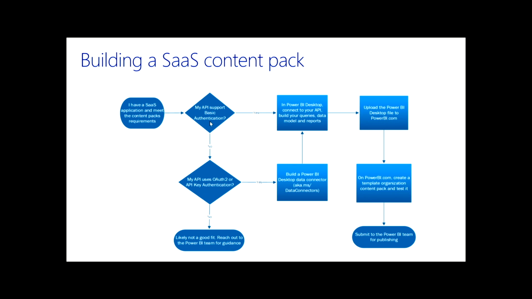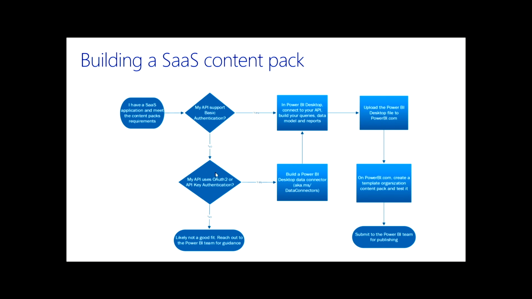But if the answer is no, and your API, like most APIs, does not support basic authentication, but supports things like OAuth 2.0 or web API key, those are the two most common API authentication mechanisms. If you have another custom authentication flow, then you'll probably need to reach out to us, and we can discuss whether it's feasible or not. I can't really make a statement about that, because we have a level of flexibility where we can support other types. But most commonly, OAuth 2.0 and API key are readily supported by data connectors.